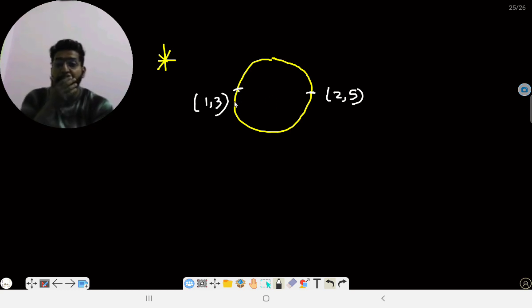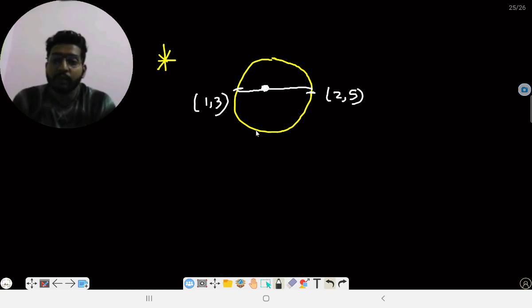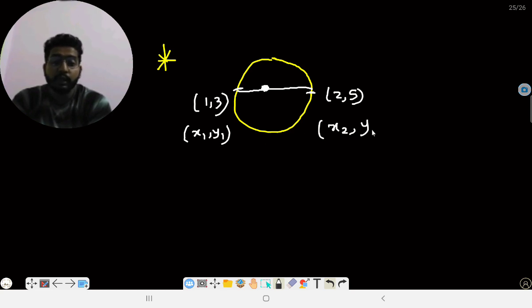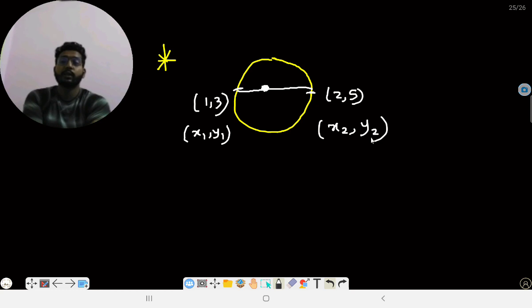What we did last time is that if this is the diameter and these are the endpoints, we first find the center by using the midpoint formula, and then the distance gives us the radius. But there is a shortcut. Suppose there is a point (x1, y1) and another point (x2, y2), and both are the endpoints of a diameter.